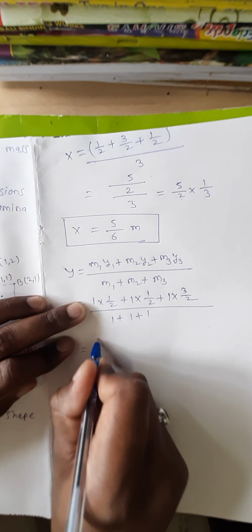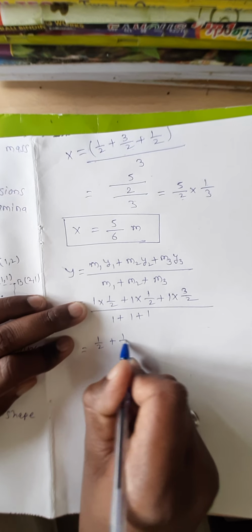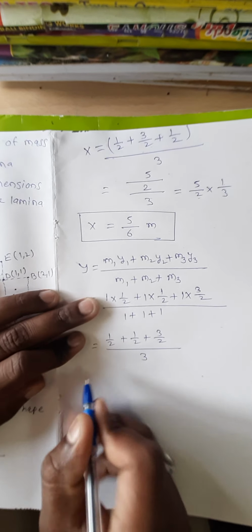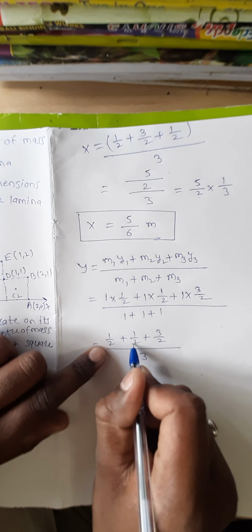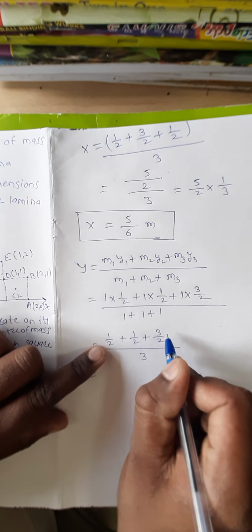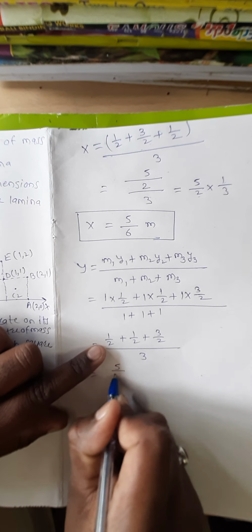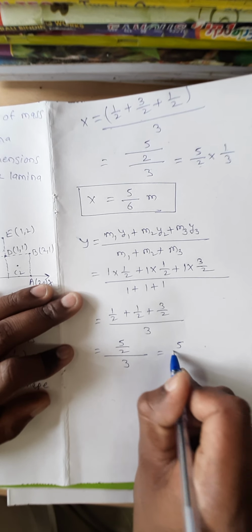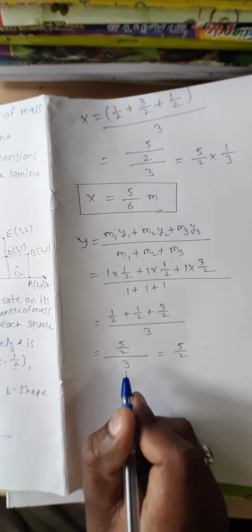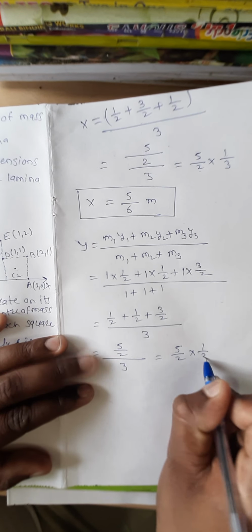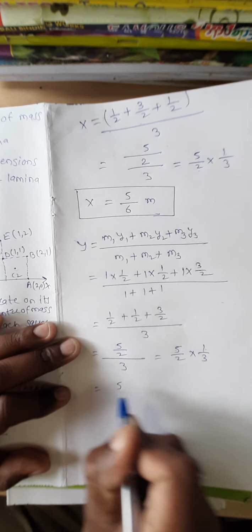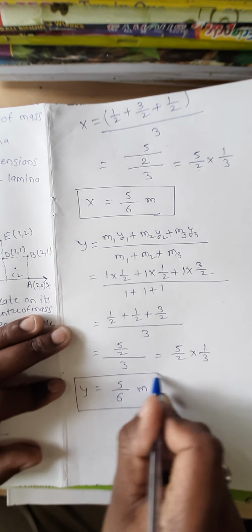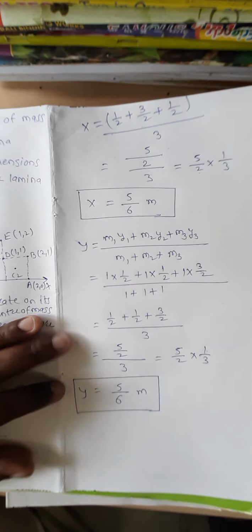Therefore 1 into 1/2 is 1/2, plus 1 into 1/2 is 1/2, plus 1 into 3/2 is 3/2, then total divided by 3. The denominators are the same, so 1 plus 1 is 2, 2 plus 3 is 5, 5/2 whole divided by 3. This is 5/2 times 1/3, so 5 into 1 is 5, 2 into 3 is 6, giving 5/6 meter. Therefore the position coordinate along the y axis is 5/6 meter.